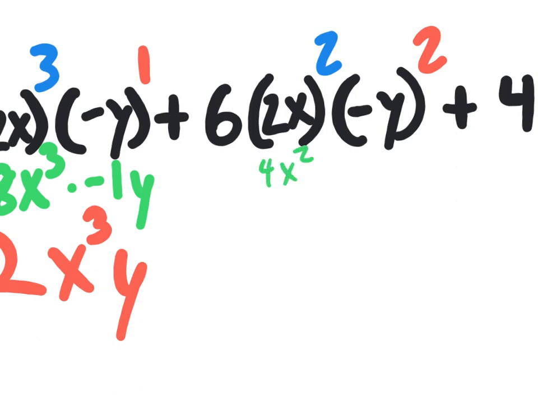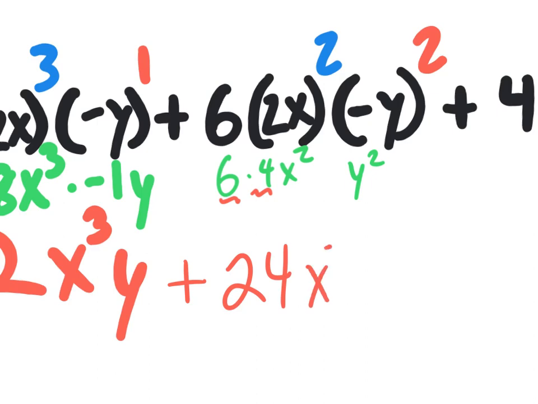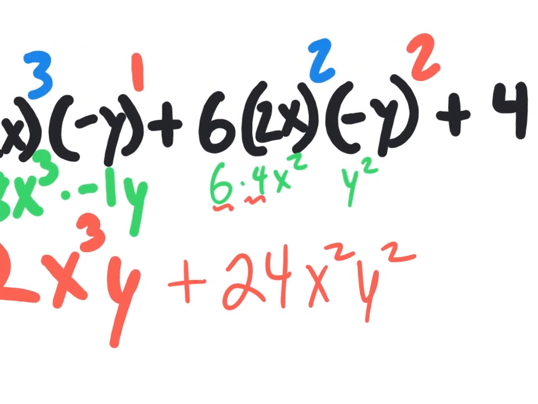Now think about this. Right here we have a negative y to the second power. Negative times a negative is a positive. So what we really have is just a positive y squared, no more minus sign. And then of course we have this 6 out in the front. So this next term is actually going to be plus 6 times 4 is 24 x squared y squared. Okay, let's move on to the next term over here.